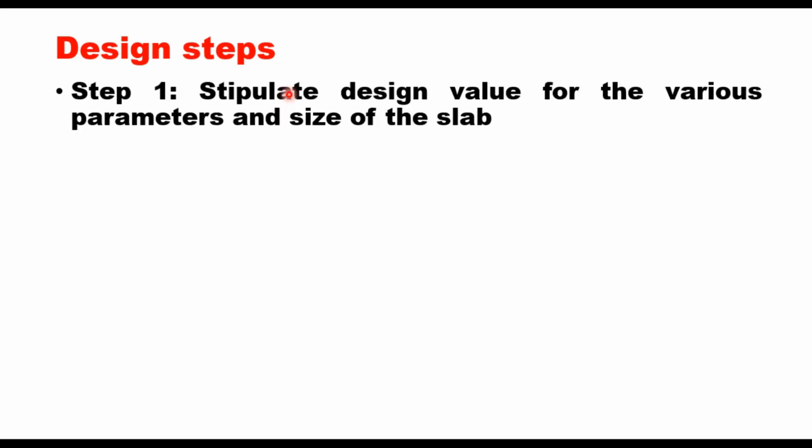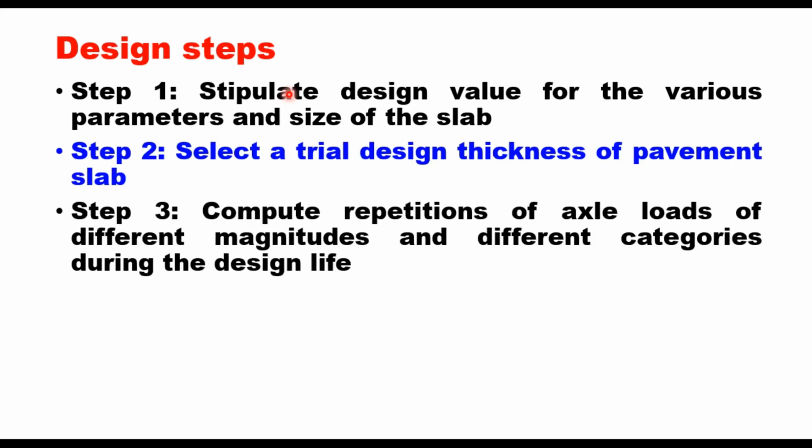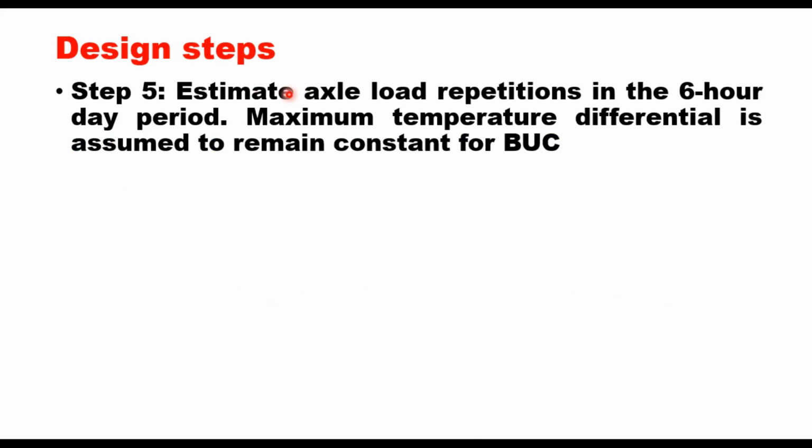Let me now summarize the different design steps for design of a short concrete pavement slab. The first step is to stipulate design values for the various parameters and size of the slab. Second, select a trial design thickness of the pavement slab. Then compute repetitions of axle loads of different magnitude and different categories during the design life, and that is from axle load survey. Then find proportions of axle load repetitions operating during day and night periods. Estimate axle load repetitions in the 6-hour day period.